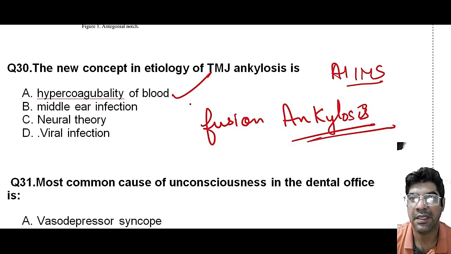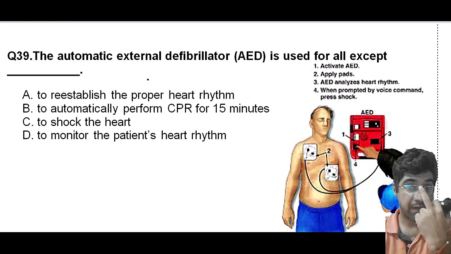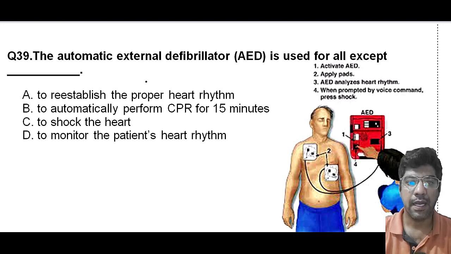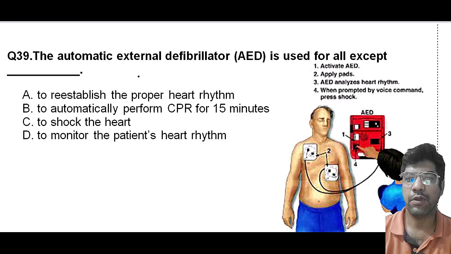So it was asked in the NEET MDS SR shape exam. So remember, the automatic external defibrillator is not used to perform CPR for an extended period. Instead, its primary function is to assess the patient's cardiac rhythm and, if necessary, deliver an electric shock to the heart in order to re-establish the proper rhythm. So your answer is B here.